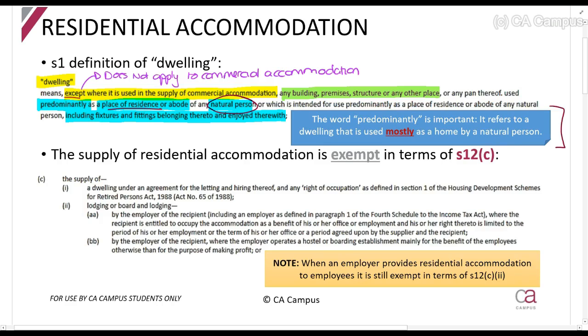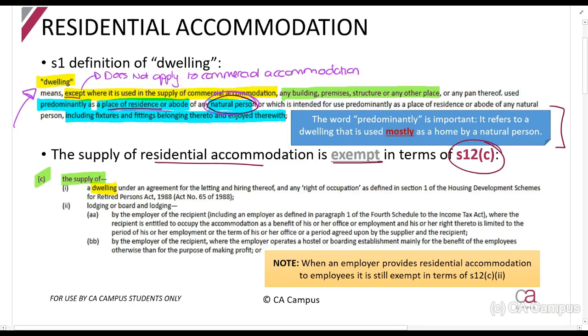Alright, so Section 12C then says, residential accommodation is exempt. In other words, there's no output tax, there's no input tax. So what is residential accommodation? What does Section 12C tell us? It says, the supply of a dwelling. Remember guys, we just discussed what a dwelling is. A dwelling is a place a natural person uses as a home.